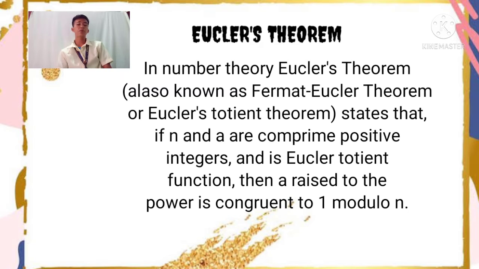In number theory, Euler's Theorem, also known as the Fermat-Euler Theorem or Euler's Totient Theorem, states that if n and a are coprime positive integers and φ is Euler's totient function, then a raised to the power φ(n) is congruent to 1 modulo n.